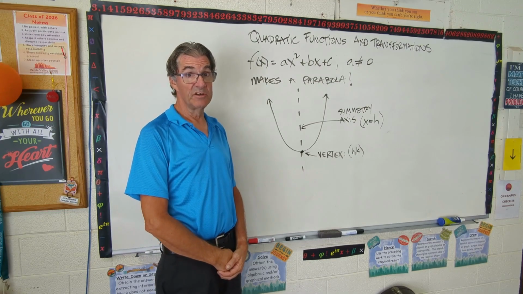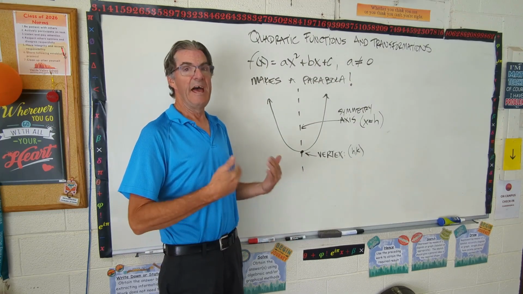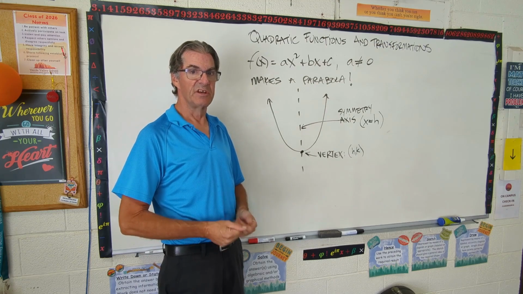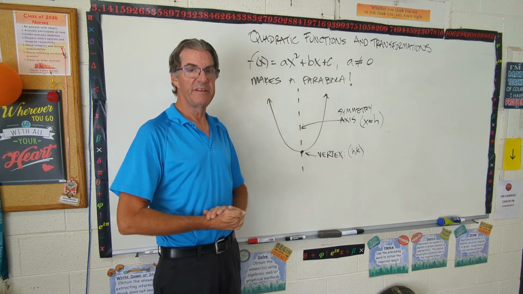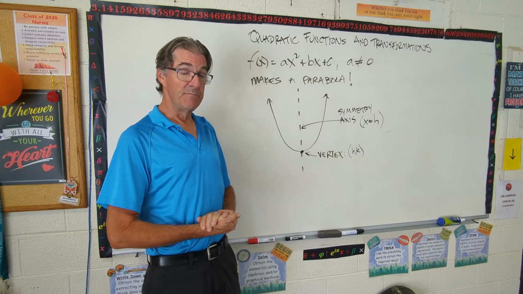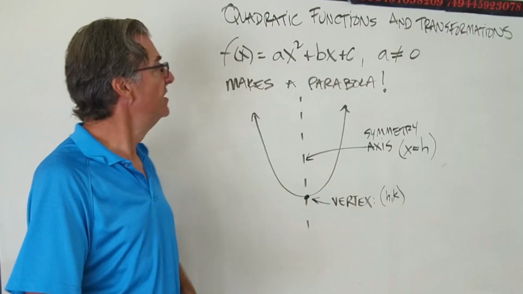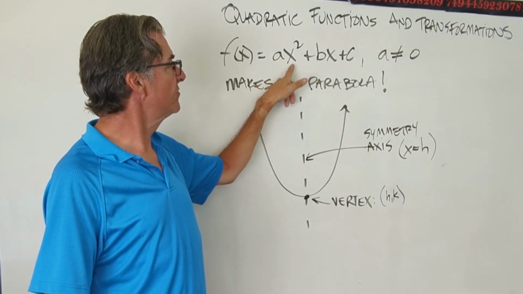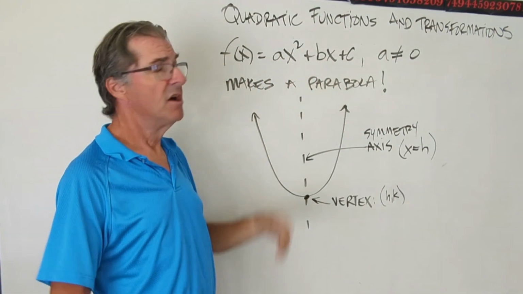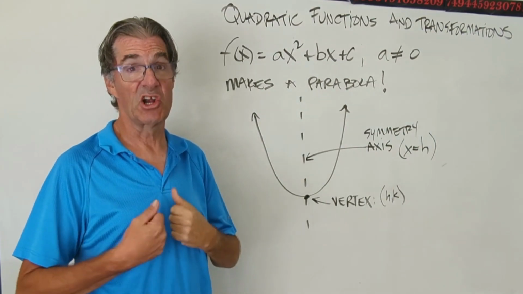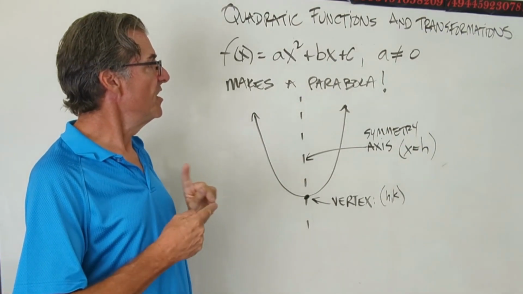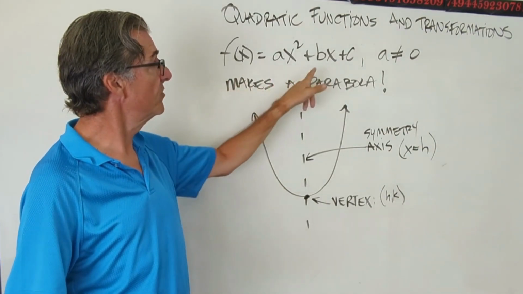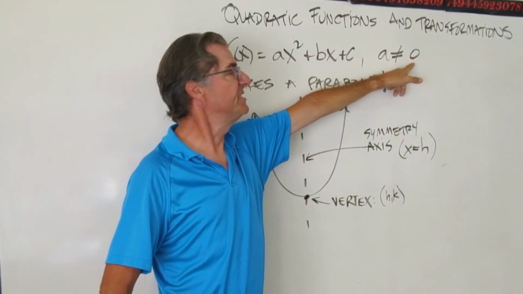This lesson covers quadratic functions and their transformations. So we're going to review very quickly the basics of quadratics and then move on into transformations. First off, a quadratic function has this form: ax squared plus bx plus c, where a, b, and c are constants, are numbers. The only requirement for this to be a quadratic is that the a term isn't 0.